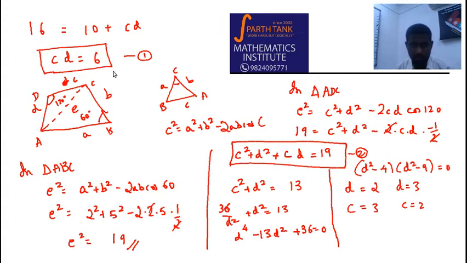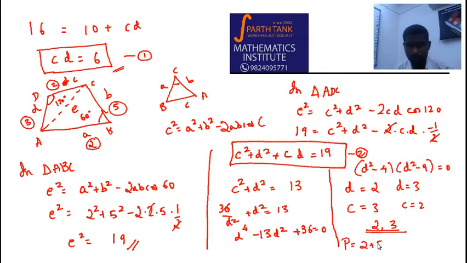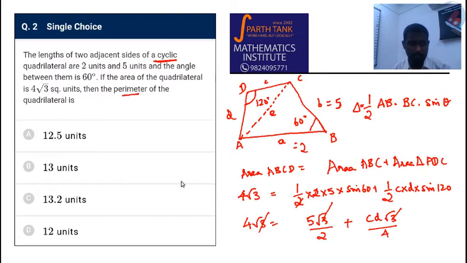From this equation, c into d should be 6. So if d is 2, c is 3. So the two other sides are 2 and 3. Right? So these two sides were given, 2 and this was 5. And now we have computed that the other two sides must be 2 and 3. So the perimeter P can be 2 plus 5 plus 2 plus 3, which is 12 units, right? So the answer is 12 units, option D.